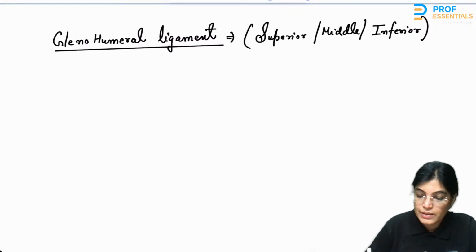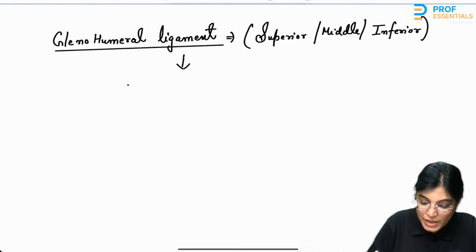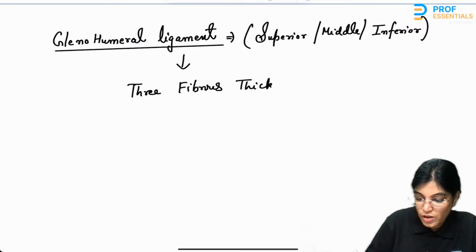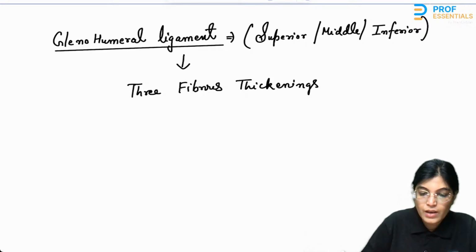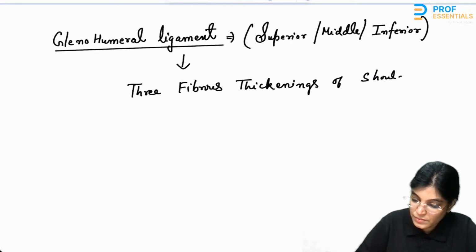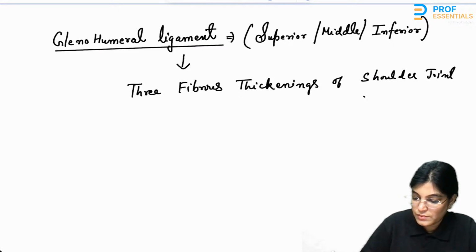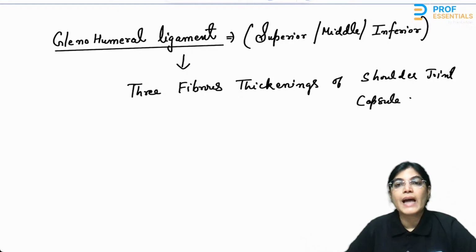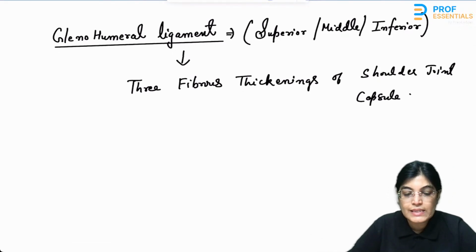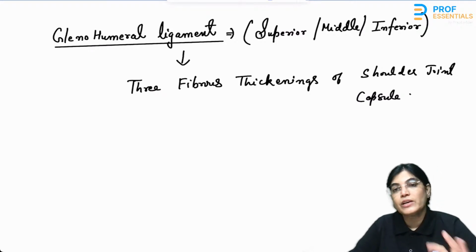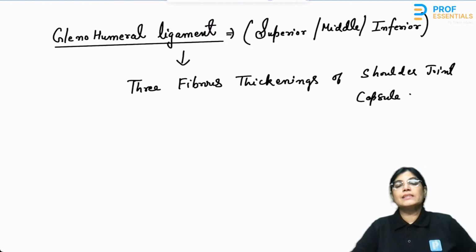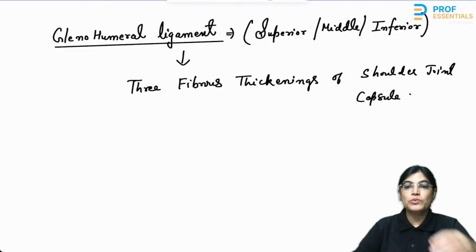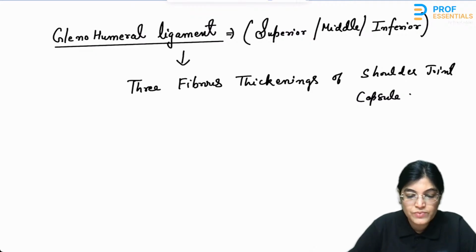These three glenohumeral ligaments act as fibrous thickenings of the shoulder joint capsule. They act as a static stabilizer of the shoulder joint, increasing its stability, and connect the humerus to the glenoid cavity. So it is increasing the stabilization between the head of the humerus and the glenoid fossa. That is very, very important.